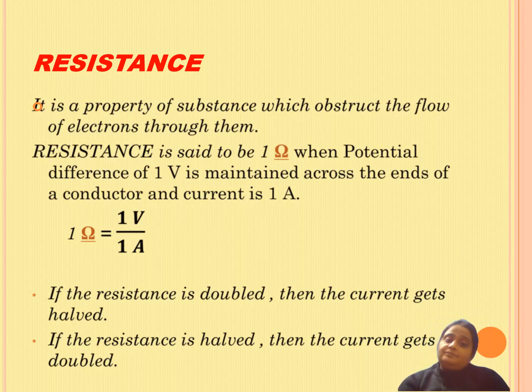As we have seen the formula for resistance, resistance can be written as V upon I. If you have to define resistance as 1 ohm, resistance is said to be 1 ohm when the potential difference is how much? Potential difference should be 1 volt, and the current should be how much? That should be 1 ampere. So 1 ohm can be written as 1 volt upon 1 ampere. And as I already told you, as you increase the resistance, the current decreases. So if the resistance is doubled, the current will be halved. If the resistance is halved, the current will be doubled, and vice versa.